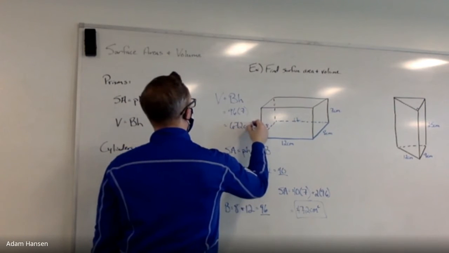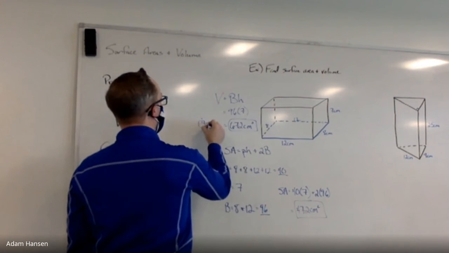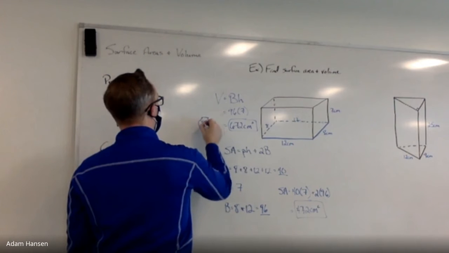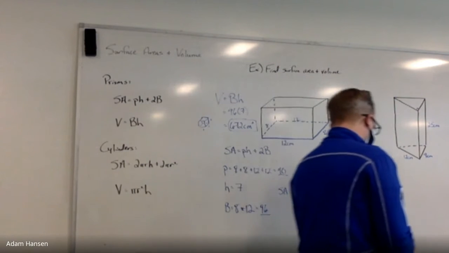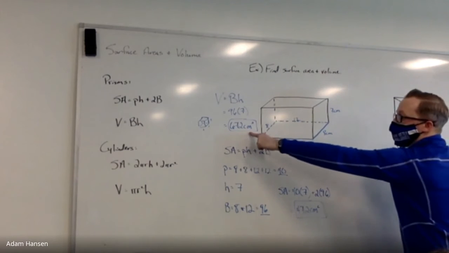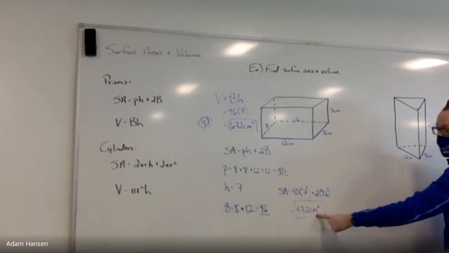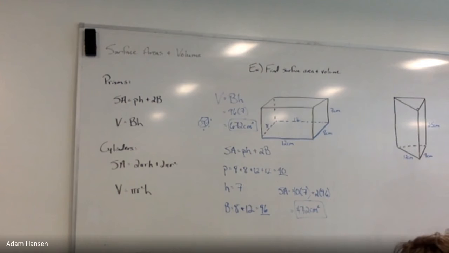Absolutely. What does a cubic centimeter look like? A cubic centimeter is a cube where all side lengths are 1 centimeter long. I can fill up that prism with 672 of those 1 by 1 by 1 centimeter cubes. That's why it's cubic units. I'm filling up the box with cubes. Area is square units because I'm covering the box in squares. Volume is always cube units. Area is always square units.